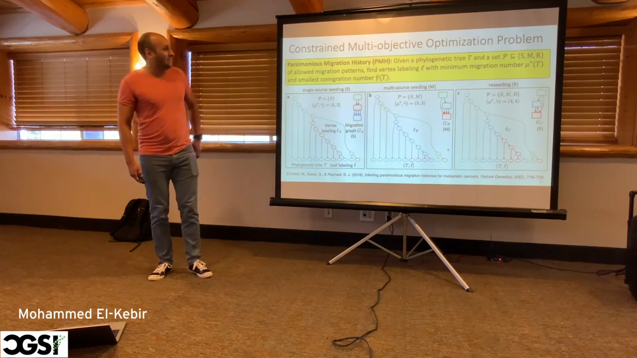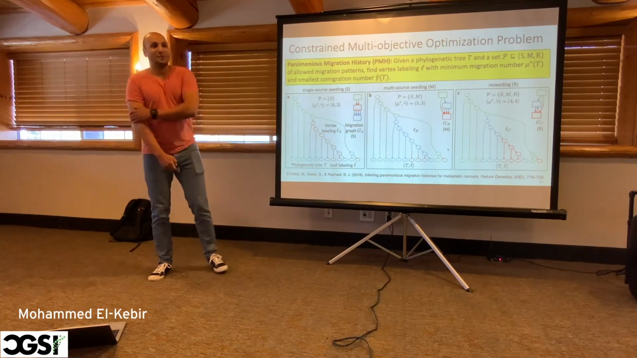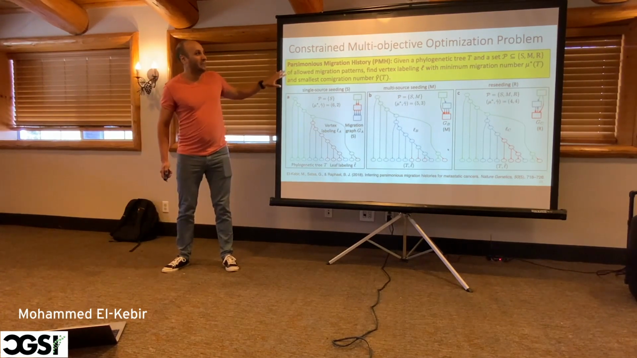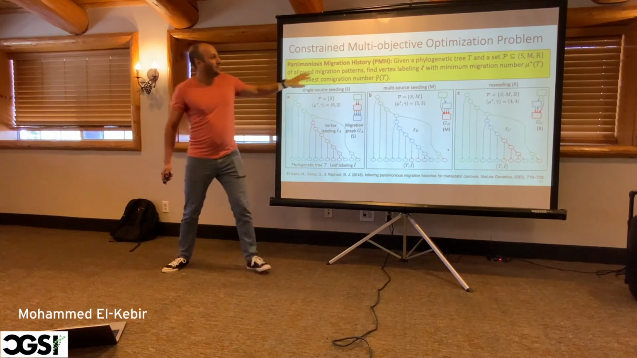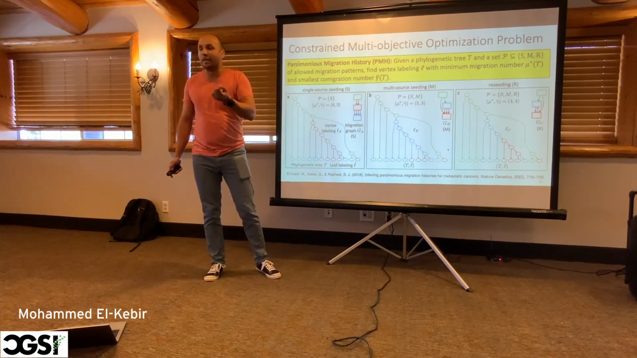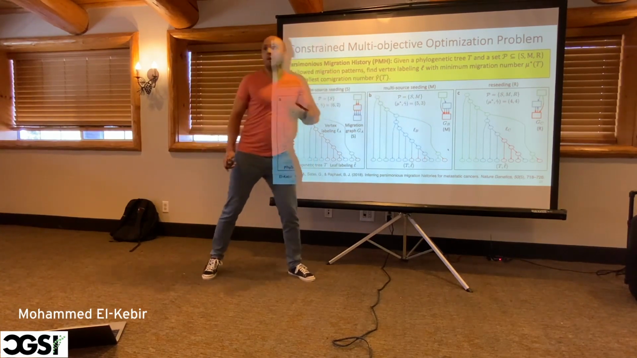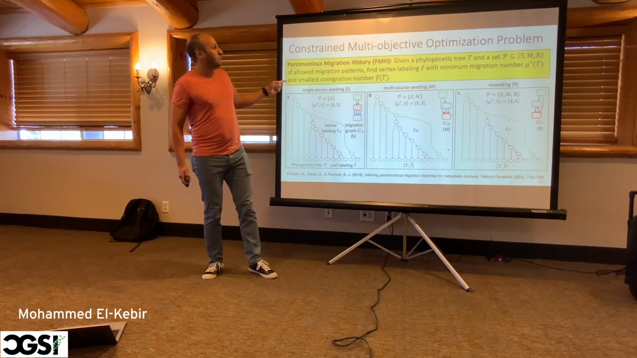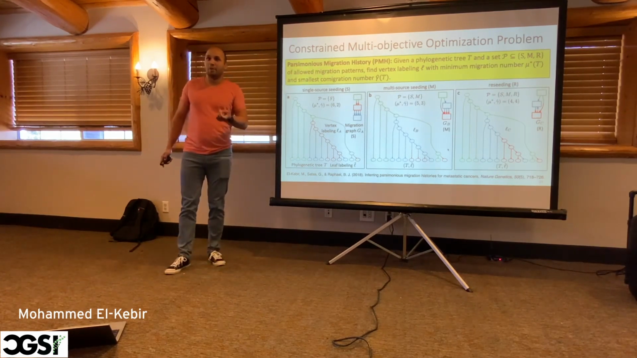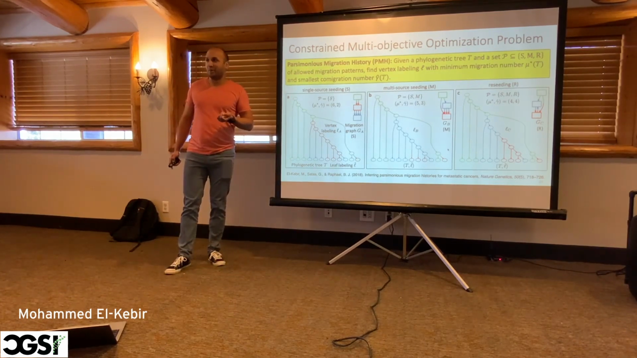Okay, good. The problem that I just sketched is summarized over here. We're given a phylogenetic tree, and we know the locations of the leaves, but we want to label the internal nodes, such that we minimize the number of migrations, and then subsequently we minimize the co-migrations.